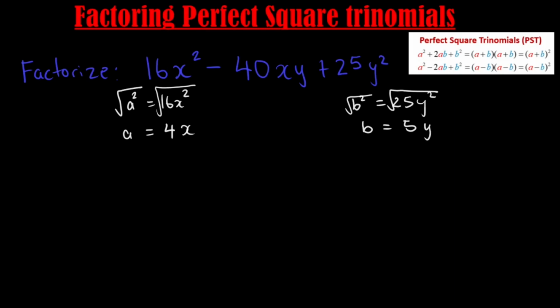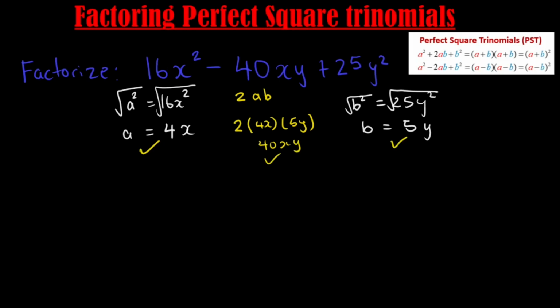Let us check to see if our middle term is 2 times the product of a and b. So we have 2, a is 4x, b is 5y. Now when we multiply this, let's see what we will get. So 2 times 4x will give us 8x, and 8x times 5y will give us 40xy. So it actually satisfies the three criteria.